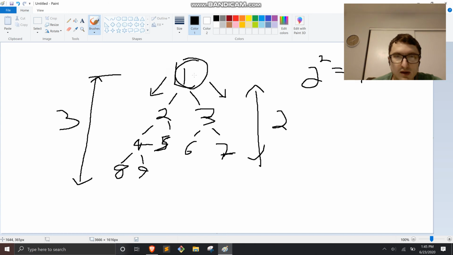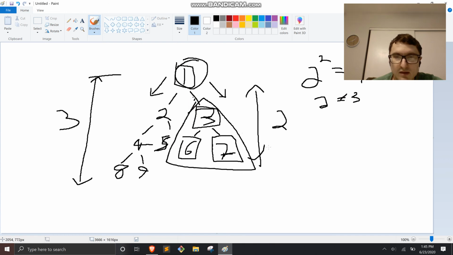Yeah, because you have 1, 2, 3, 4 nodes. And not only that, when these are not equal, because 2 does not equal 3, that means that the right subtree is a complete binary tree. And if you look at it, this is a complete binary tree. It's not just complete, it's a full complete binary tree.